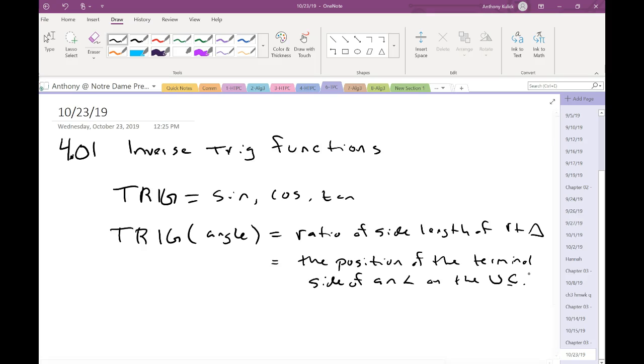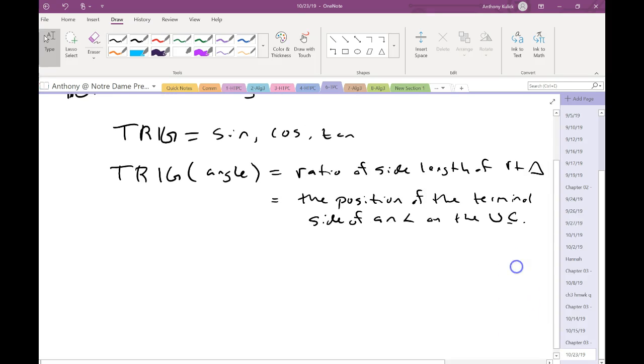So if I take sine, cosine, or tangent of an angle, I get back something like a ratio of side lengths, or maybe it's a position of the terminal side of an angle on the unit circle. And by position, I mean it's in some way related to the x or y coordinate.